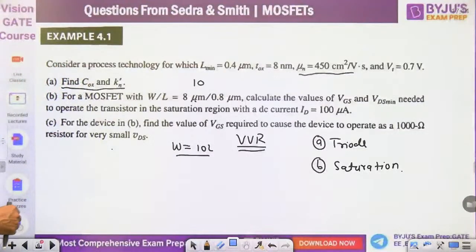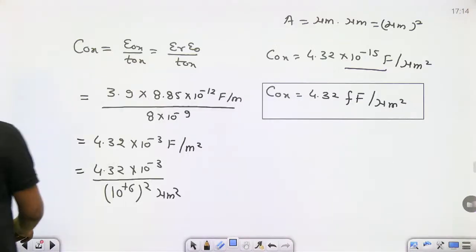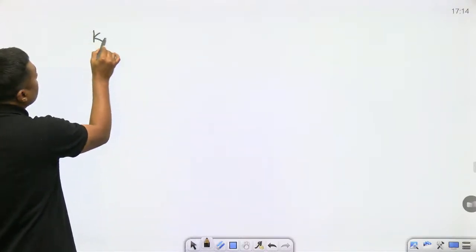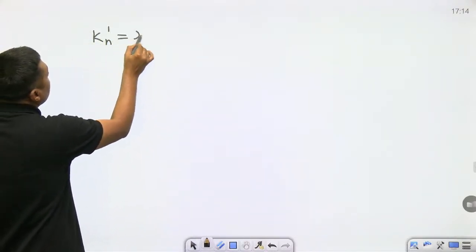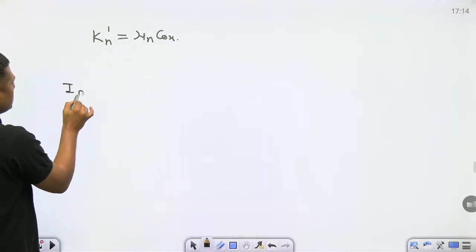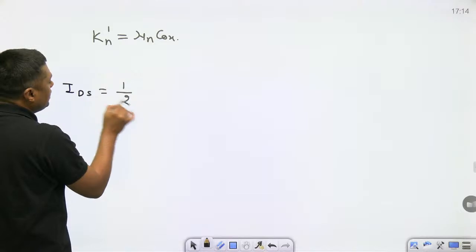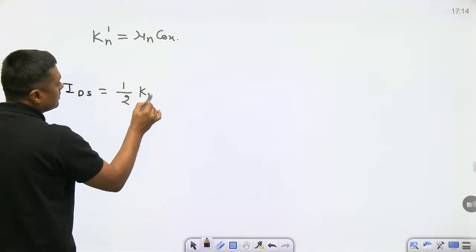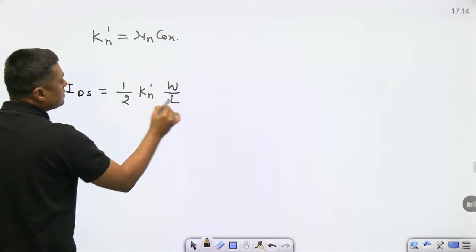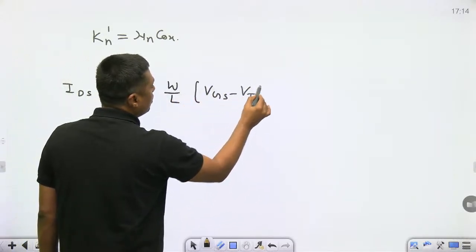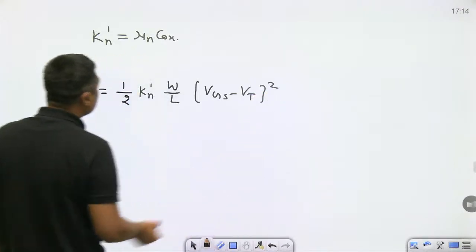Now second, what is the value of Kn'? So in case of MOSFET, as you know, Kn' is given by mu n COX. Remember, in saturation, the formula is 1 by 2 Kn' W by L, W by L is called the aspect ratio, times (VGS minus VT), the threshold voltage, the whole square. That is the formula in saturation.